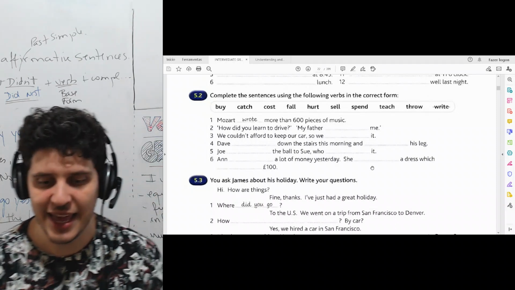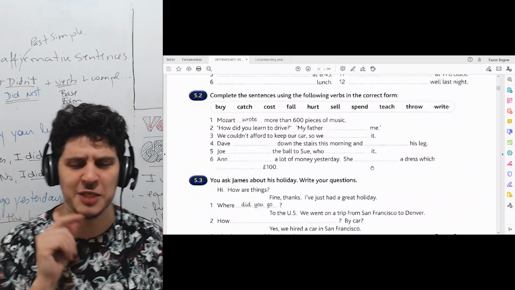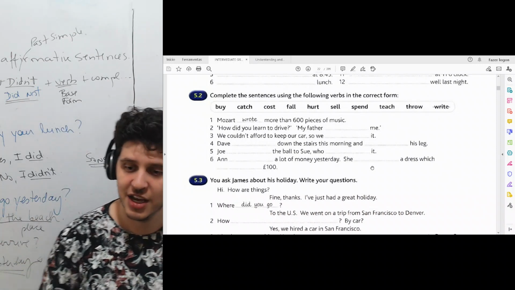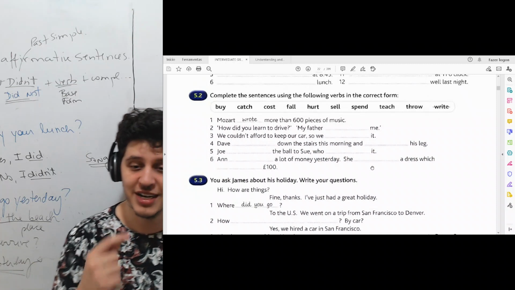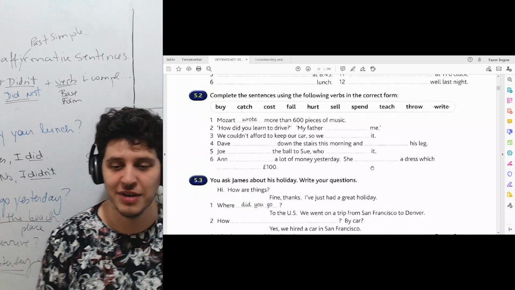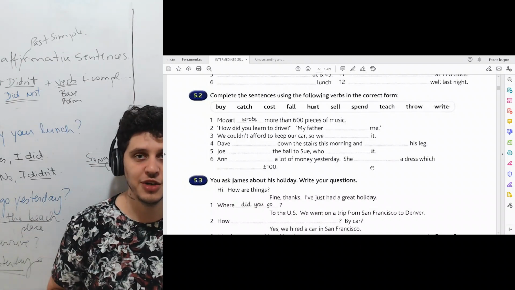6, and a lot of money yesterday. Spent. And spent a lot of money yesterday. The past of spend. She bought a dress which cost 100 euros. So Anne spent a lot of money yesterday. She bought a dress which cost 100 euros.